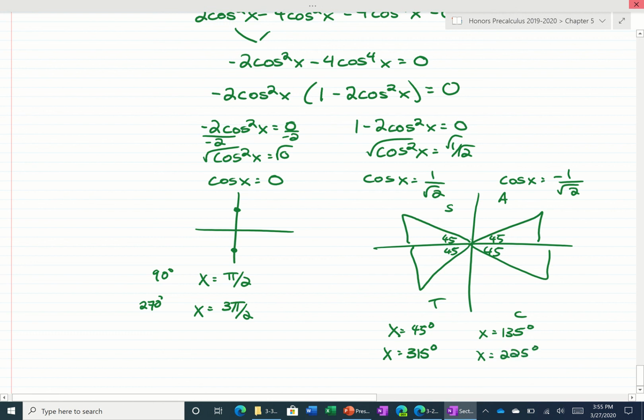So let me convert those quickly for us. 45 degrees is pi over 4. 315, 7 pi over 4. 135 is 3 pi over 4. And then 225 is 5 pi over 4.